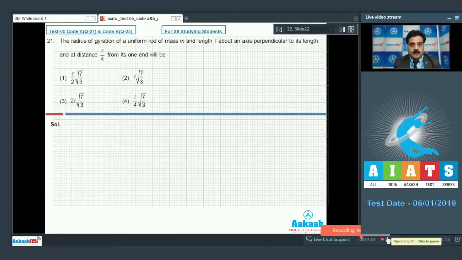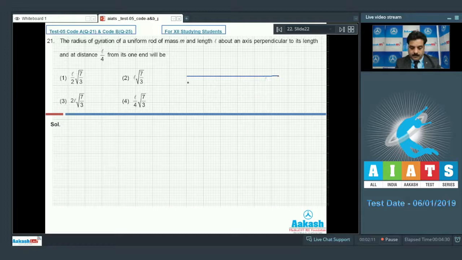In question number 21, the radius of gyration of a uniform rod of mass m, length L, about an axis perpendicular to its length and at a distance L by 4 from one end will be. As per the question, this is the rod and this axis passes through the center of mass, and according to the problem, another one is at L by 4.